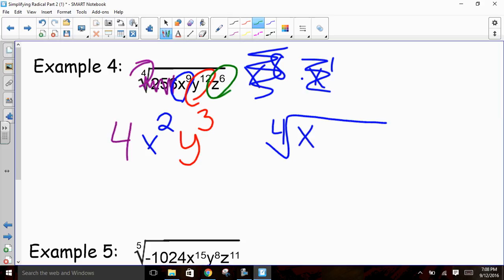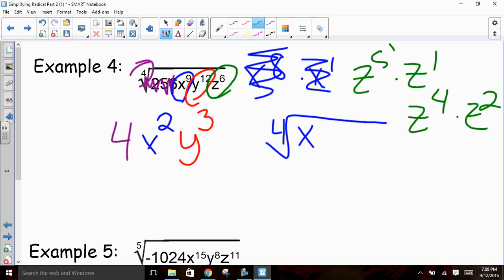Last one. Z to the 6th. Is 6 divisible by 4? Nope. But z to the 6th is the same thing as z to the 5th times z to the 1st. Well, can I still divide by 4? Alright, nope. 5 is still not divisible by 4. What if I have z to the 4th times z squared. Can I take 4 divided by 4? Yep, that gives me 1. And then I have z squared left.